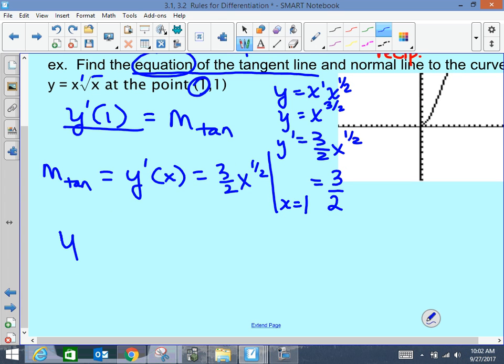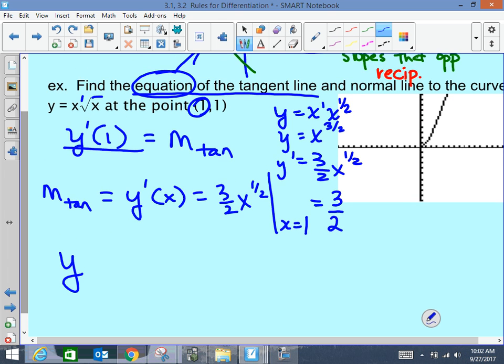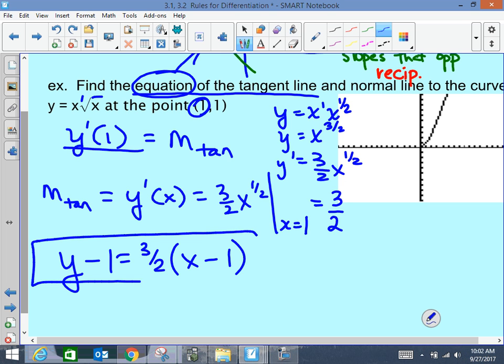All right, Lydia, give me the equation of the tangent line. There's all the y equations. y minus 1 equals 3/2 parentheses x minus 1. Very good. That's the tangent line. Okay. There's your point (1, 1). There's your slope. You're good.